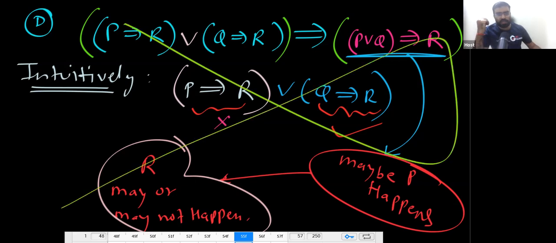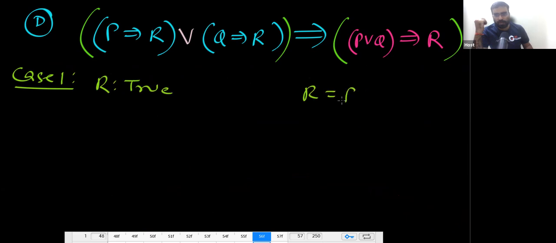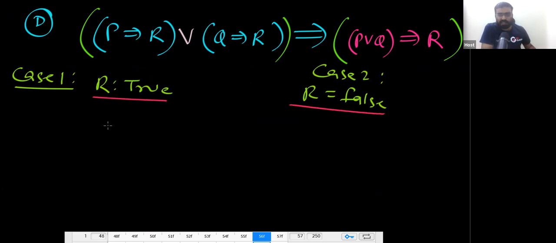Now, you can solve this question very easily by the case method. Again, you can create the cases. So what is case one? You can create cases on R. Either R is true or R is false. Only two cases are there.